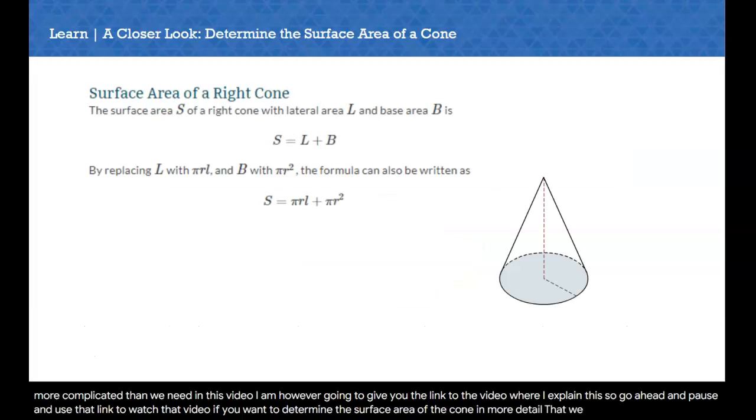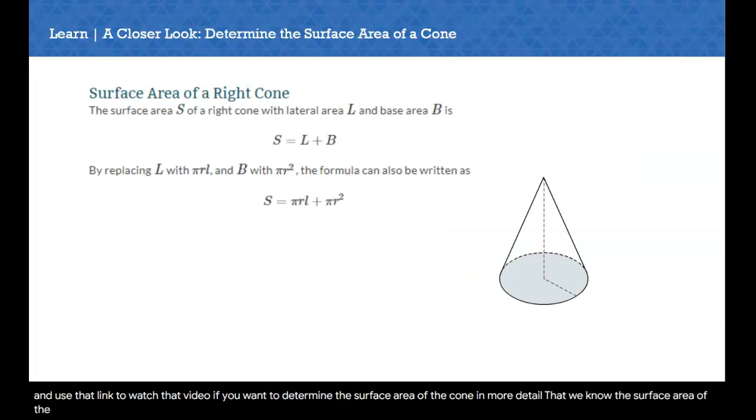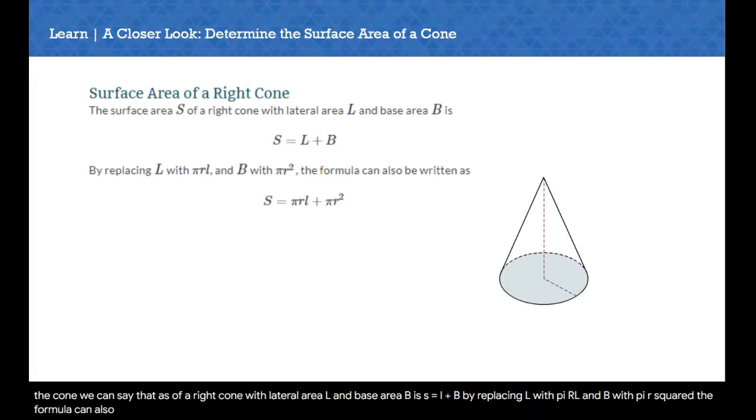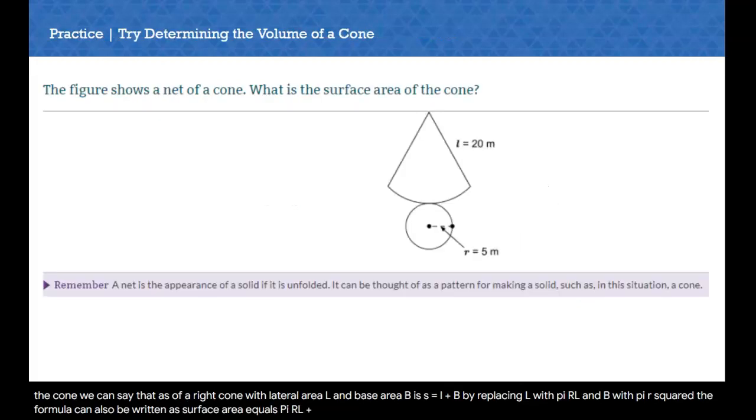Now that we know the surface area of the cone, we can say that S of a right cone with lateral area L and base area B is S equals L plus B. By replacing L with pi r L and B with pi r squared, the formula can also be written S, surface area, equals pi r L plus pi r squared.